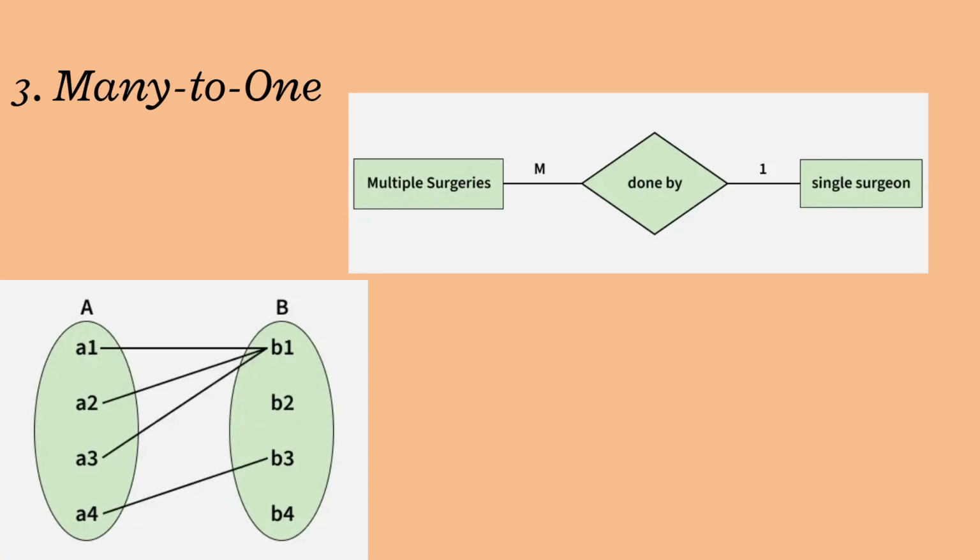The third one is the many-to-one relationship. For example, multiple surgeries are done by a single person. Here the surgeries are multiple and the surgeon is only one. So it is called a many-to-one relationship. Shown below is the set representation of many-to-one cardinality mapping. It is not necessary that the B set is compulsorily related to the set A.